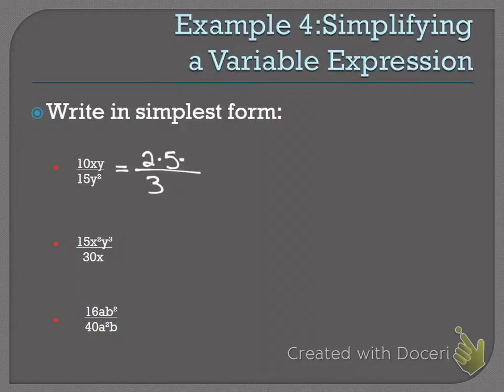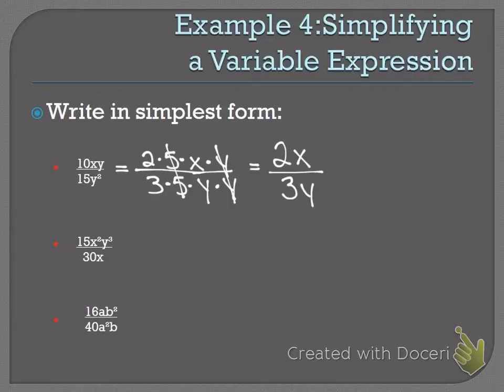Now we just break it down: 2 times 5 times x times y in the numerator, over 3 times 5 times y times y. Why did I multiply the y 2 times? Because the exponent was a value of 2. That showed me that y was being multiplied by itself 2 times. Now I'm going to look at the common factors and reduce them. Because 5 over 5 is equal to what? 1. So it cancels out. Anything else cancel out? The y's. So on top, what am I left with? 2x. And on the bottom, I'm left with 3y.